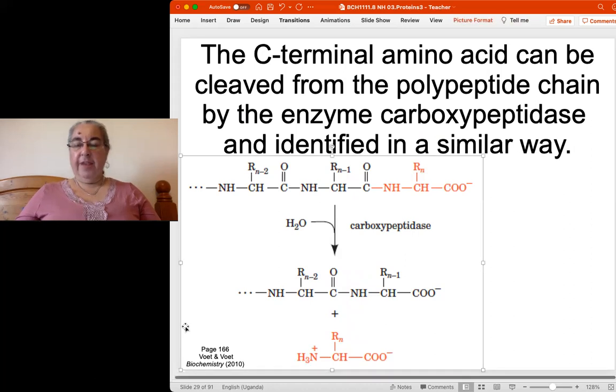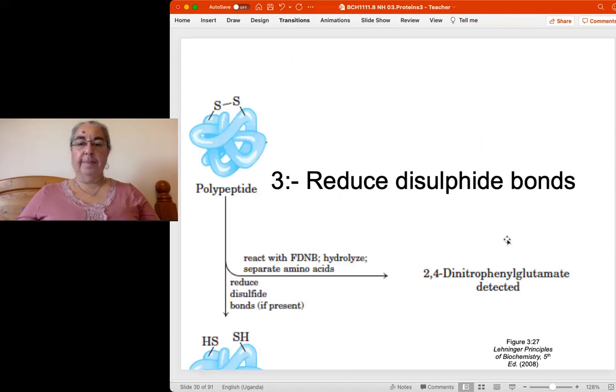Okay, so we can find the N-terminal and C-terminal ends of a polypeptide chain. Next step is to reduce any disulfide bonds. So this is done by using a reducing agent to break apart the bond and return the cysteine dimer to two separate cysteine residues.